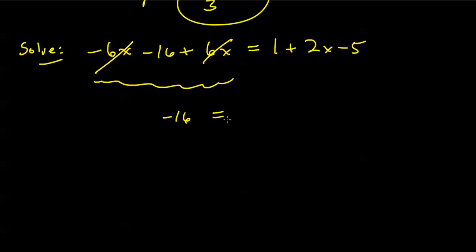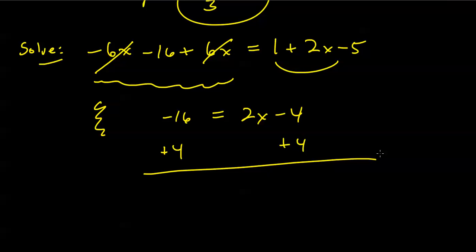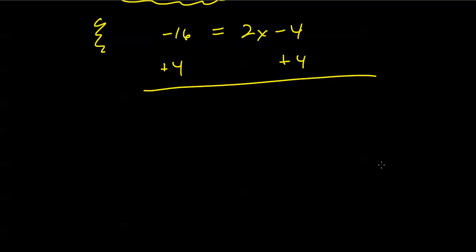Looks better already. How about the right-hand side? 1 plus 2x minus 5. I'll get 2x minus 4. Adding 1 to minus 5, I get minus 4. And I get this resulting statement, minus 16 equals 2x minus 4. Here I'm going to isolate my variable expression on the right-hand side. If I add 4 to both sides, I'll get a 2x on the right, and a minus 16 plus 4 is minus 12 on the left.